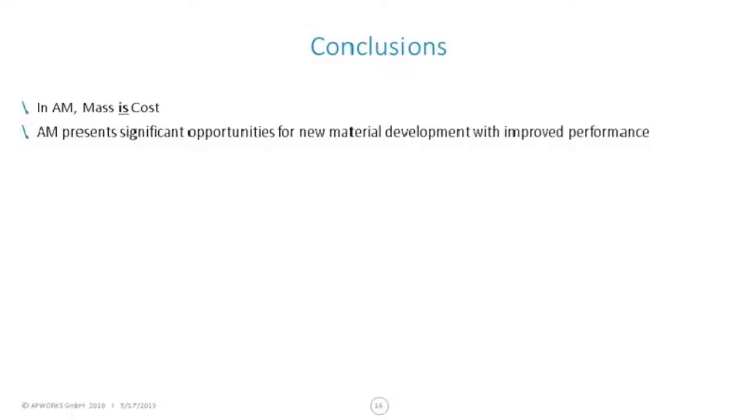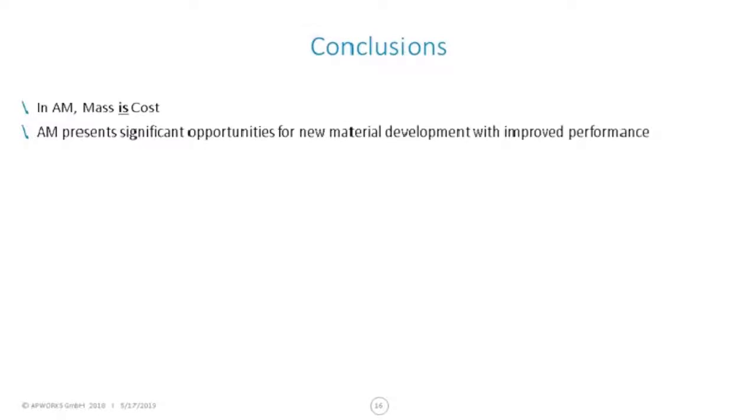So in conclusion, in additive manufacturing, mass is cost, or is at least very proportional to cost. And so you really need to think about that and about the design solution, not just simply taking an existing design and producing it by AM. That can work in some cases, particularly with very high value materials, where just the material saving is worth it. But in the vast majority of cases, you need to consider the design as a factor.